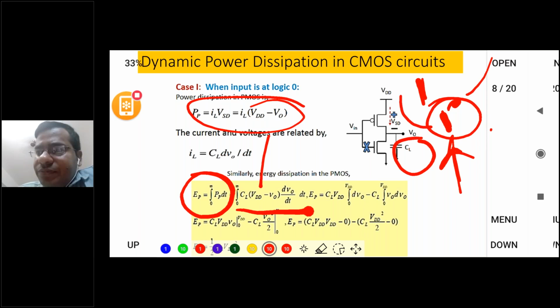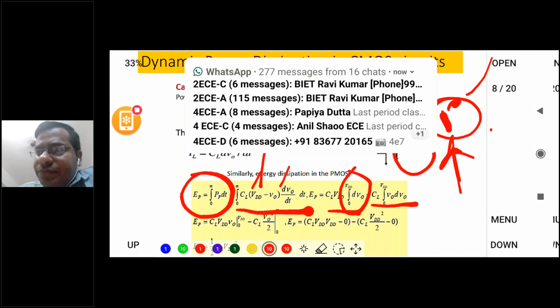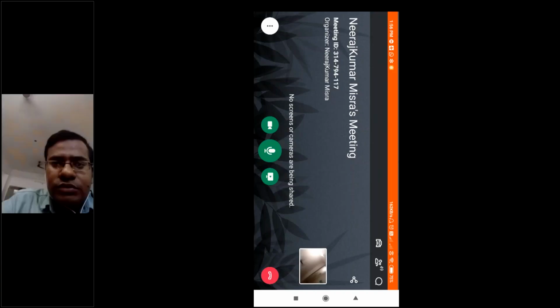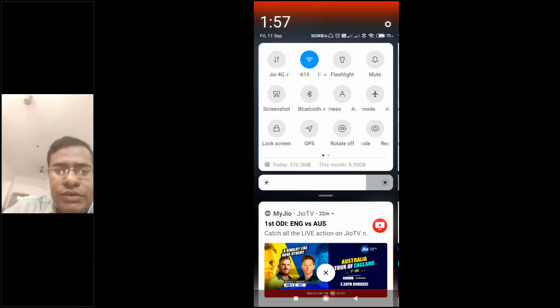First you open this two bracket here, actually VDD minus V naught. Just open this bracket, and now the terms are there. This is the first term, and this is the second term. Just find out the value of the integration of V naught. What is this? V naught, upper limit minus lower limit.